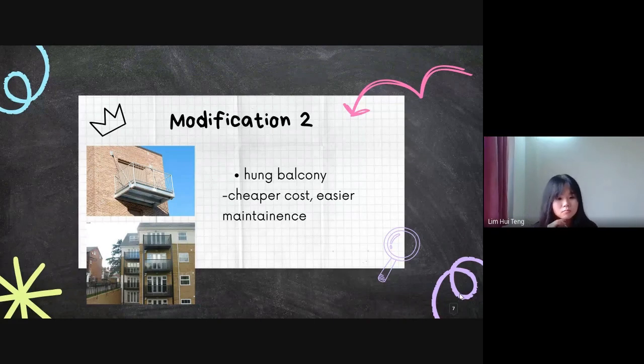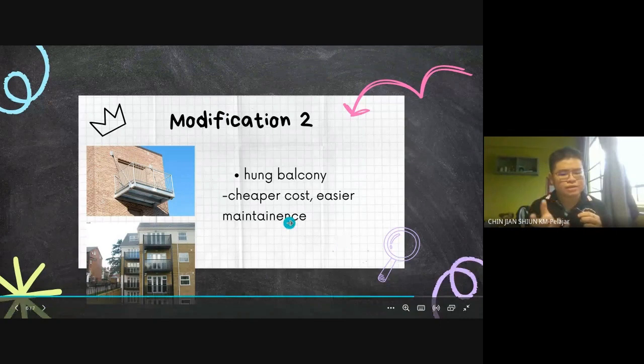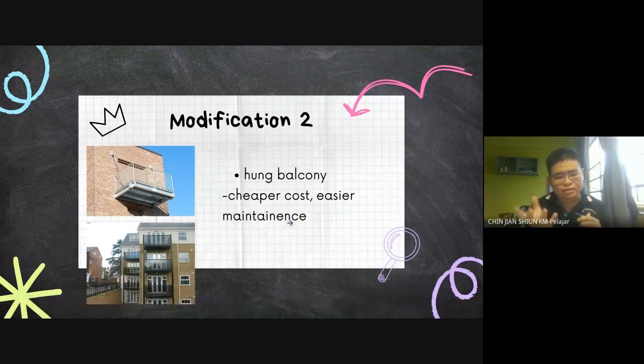Thank you. Okay, I agree with Hui Teng also. I think that hung balconies are typically used on lighter and smaller balconies just for additional support. So I think we should add three horizontal beams, which are also cross beams, and two vertical beams that support the balcony from the bottom.